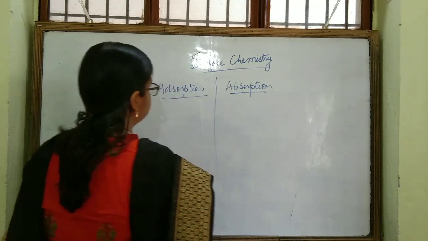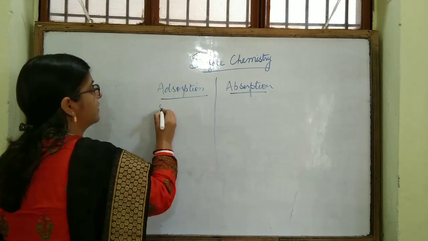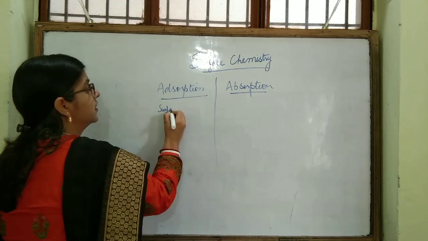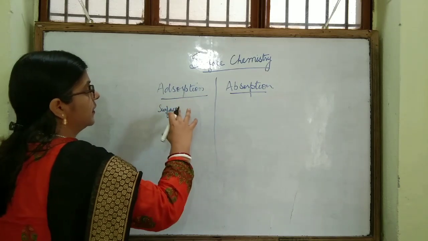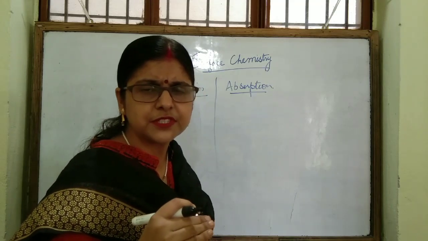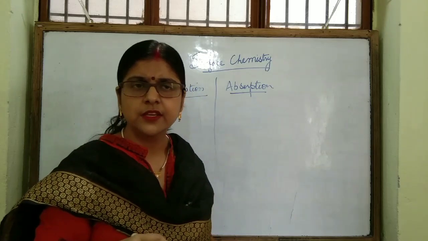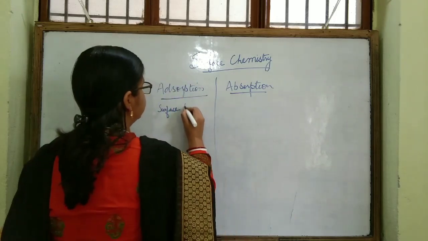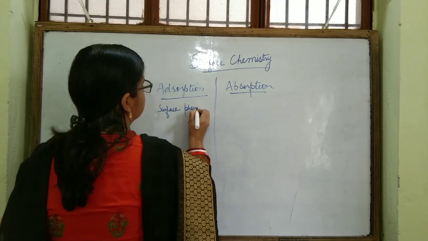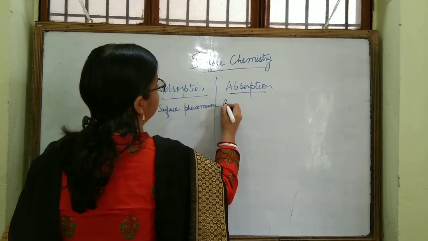Now, the first point is clear. Next, second, we can say adsorption is a surface phenomenon, since one substance is being concentrated on the surface of another species. Absorption is a bulk phenomenon.